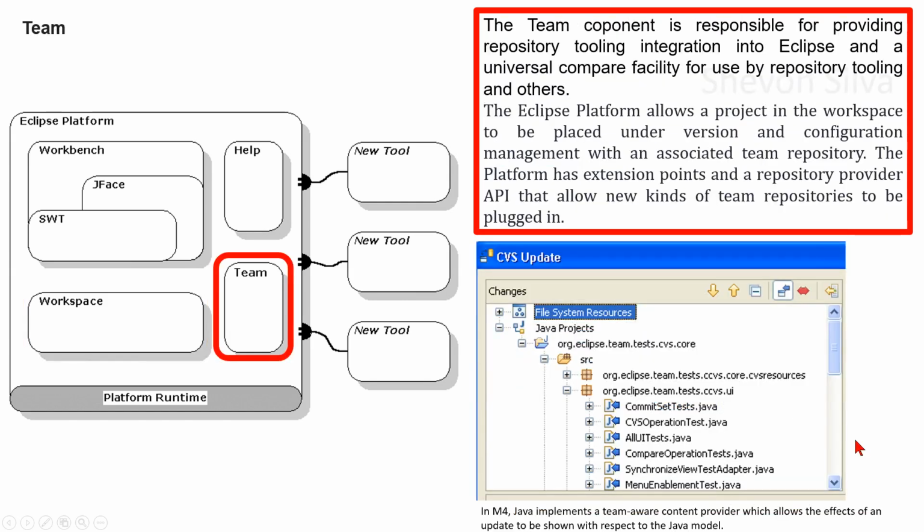Now we are focusing on Team. The Team component is responsible for providing repository tooling integration into Eclipse and a universal compare facility for use by repository tooling and others. The Eclipse platform allows a project in the workspace to be placed under version and configuration management with an associated team repository. The platform has extension points and a repository provider API that allow new kinds of team repositories to be plugged in.